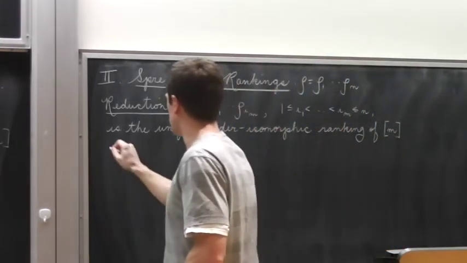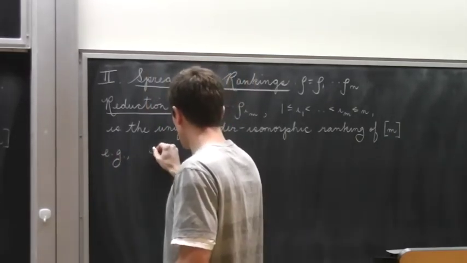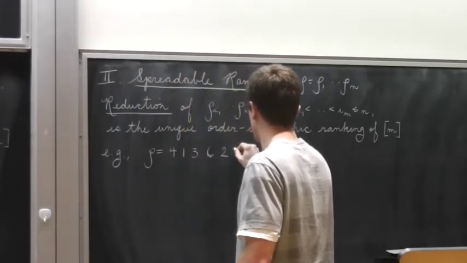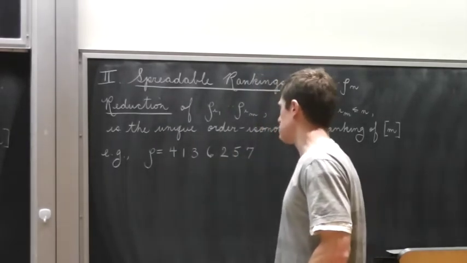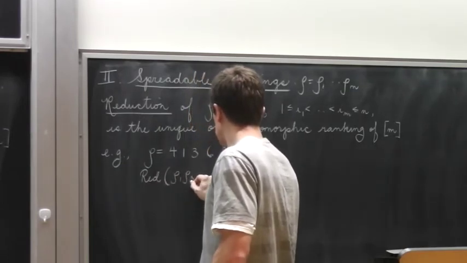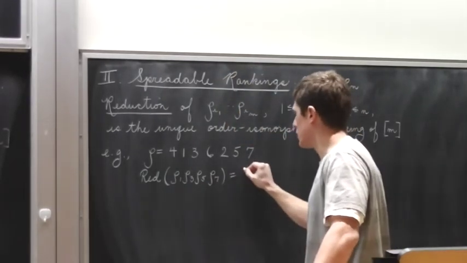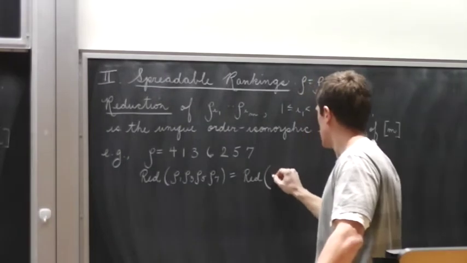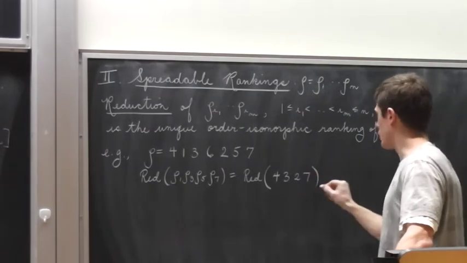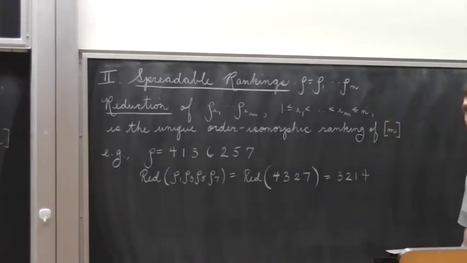Okay. So for example, if I take the odd labeled subsequence of this ranking here, what I get is the reduction of this string, which is order isomorphic to 3, 2, 1, 4.